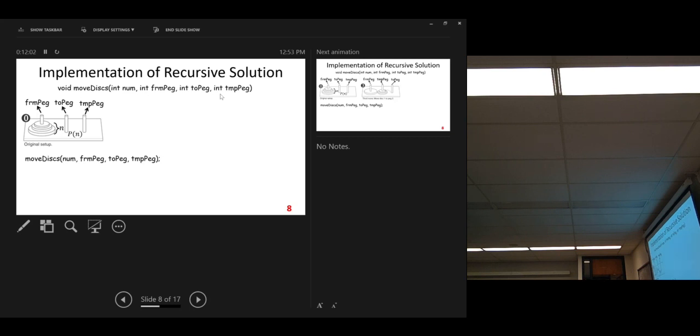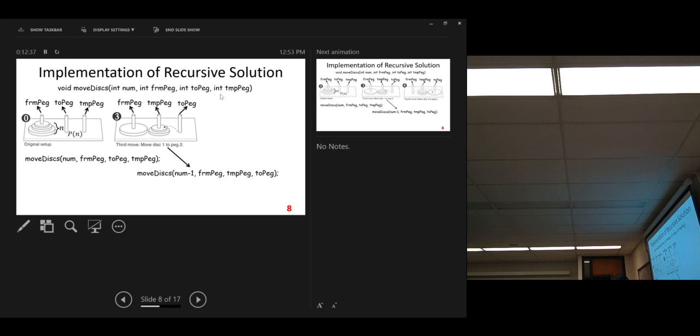This solution corresponds to this function call. Move disks, the disk size, from peg to, and the temporary. So the solution corresponds to this function call. But for this function call, we need to do recursion. We need to solve this problem. When we solve this, we translate it to the function call with problem size n minus 1. The problem size is reduced by 1.